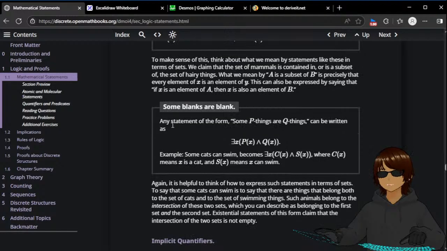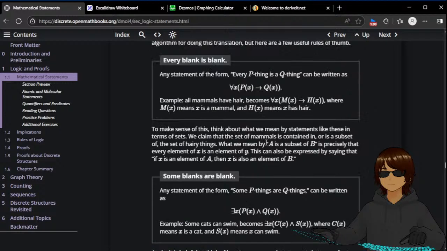Any statement of the form some P things are Q things can be written as: there exists x where x is a P and also x is a Q. Why can't we do this over here: there exists x such that if x is P, then x is Q? Why can't we do it?